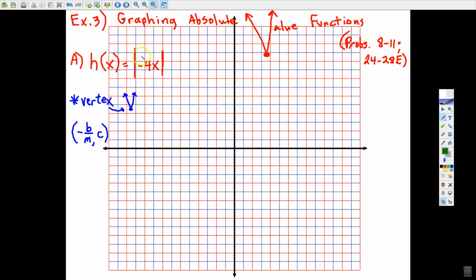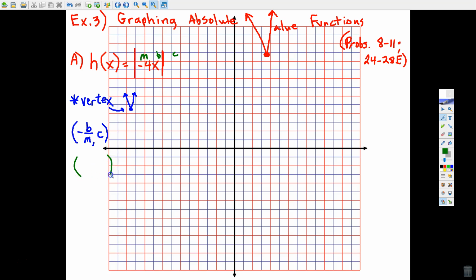So the M, of course, is, think of slope. That's the number in front of x. In this particular case, the B, well, there is no B. B would be something inside the absolute value, either added or subtracted. And then the C would be something outside the absolute value, either added or subtracted. So the assumed B is 0, and the assumed C is also 0.